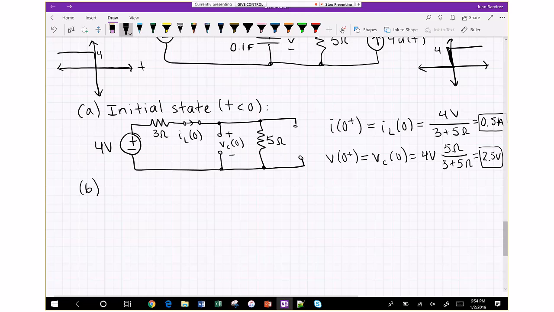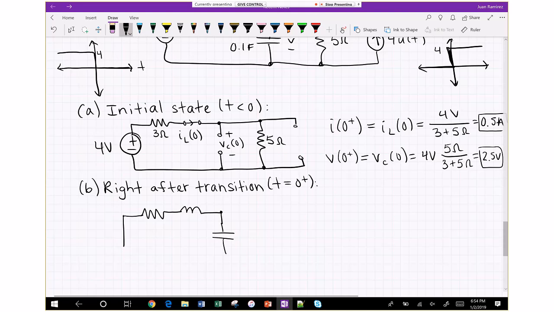Now let's look at part B, which is, let's say, the more challenging part because it's a new concept. All right, so here we will look at the circuit after the transition. So that means the voltage source has now gone to zero, so you replace it with a short. Things are no longer steady state, so you have to model the inductor as an inductor and the capacitor as a capacitor. And now we do have a current source. Current source equal to 4 amps, 5 ohm resistor.